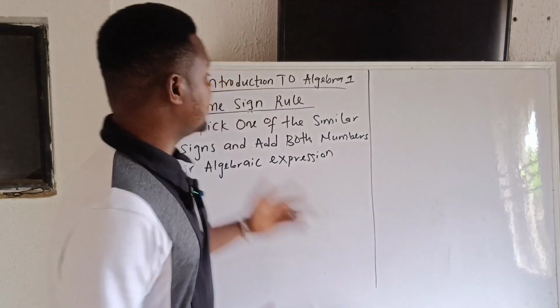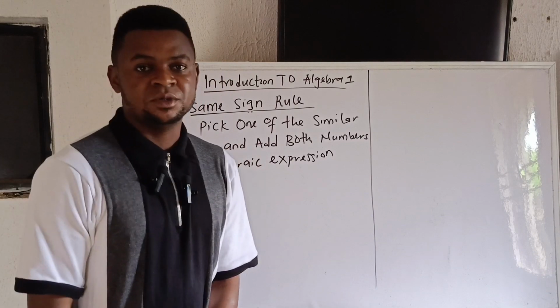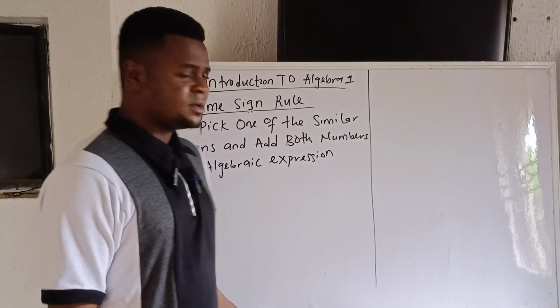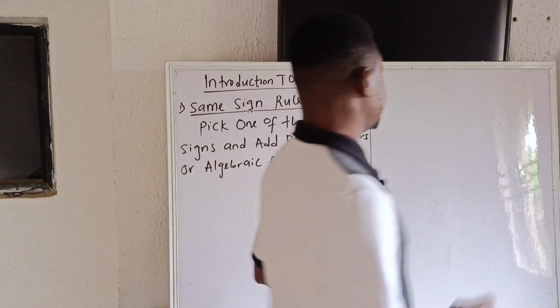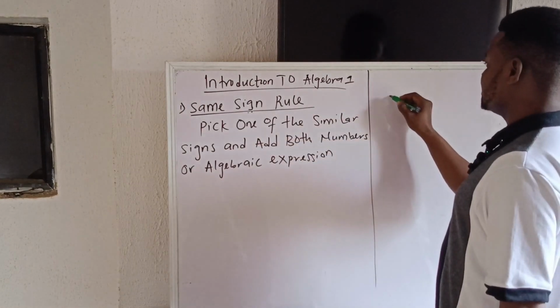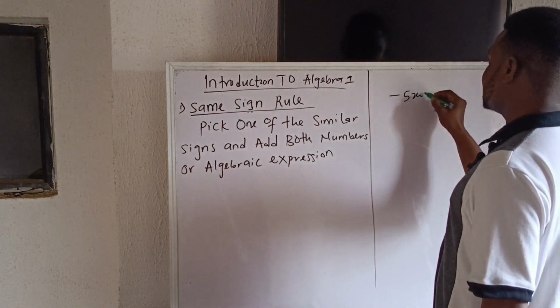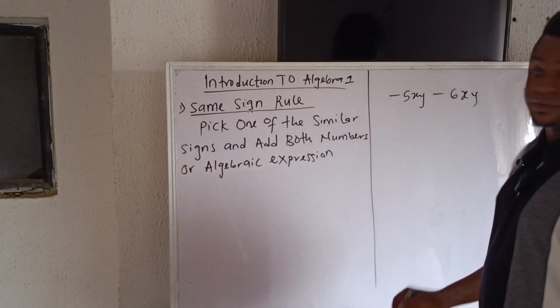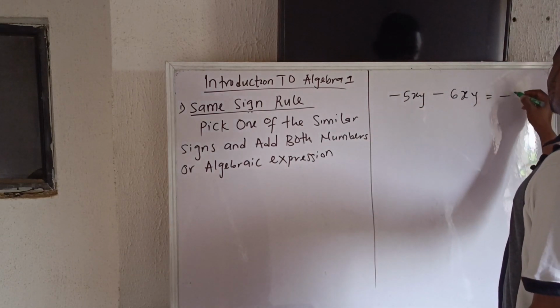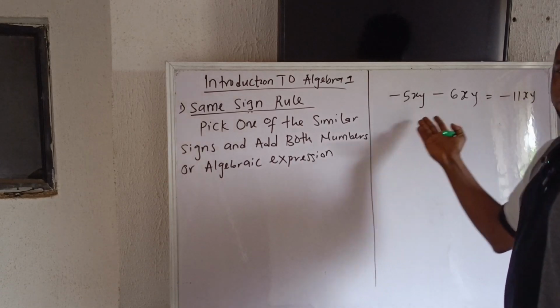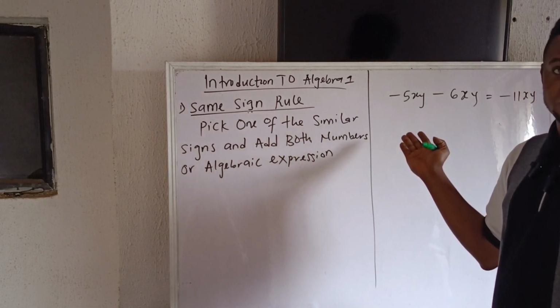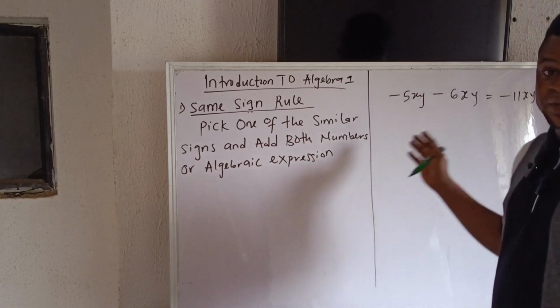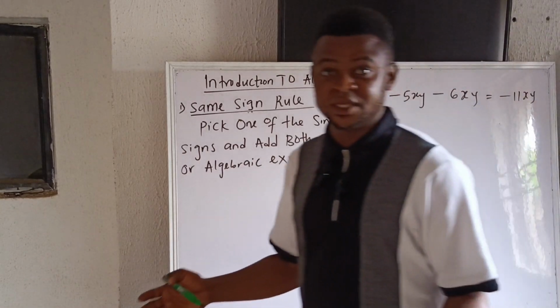So today we are going to be looking at Introduction to Algebra 1. Have you ever wondered when you're given some questions in algebra, like minus 5xy minus 6xy, you're told to simplify something like this, and the result just gives you minus 11xy. What is the secret behind this solution? How do they get minus 11xy? So this is what we're going to be unraveling today.